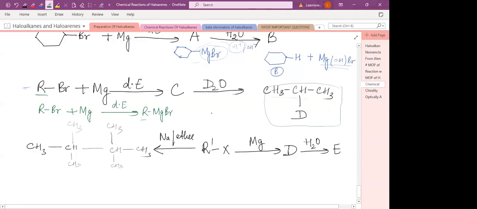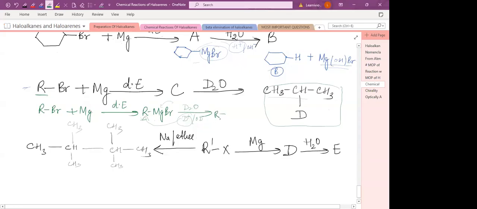Now see, suppose this is your C product, and when you give D2O, deuterium oxide, what will happen? This deuterium oxide will give D plus and OD minus. So D plus goes to the alkyl group, and OD minus goes to the MgOD Br. So basically you will get RH.